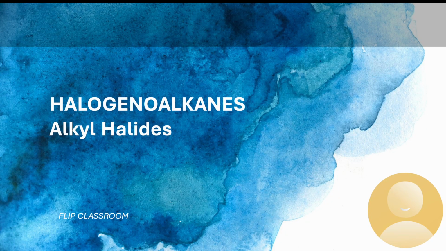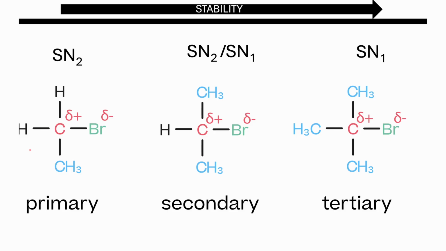Today we're going to be covering the halogenoalkanes, which are also known as the alkyl halides, and we're going to be looking at their different reactions and the different types of mechanisms associated with these reactions. So just to recap from the last class, primary is where you have one or no alkyl groups attached to the carbon that is attached to your halogen.